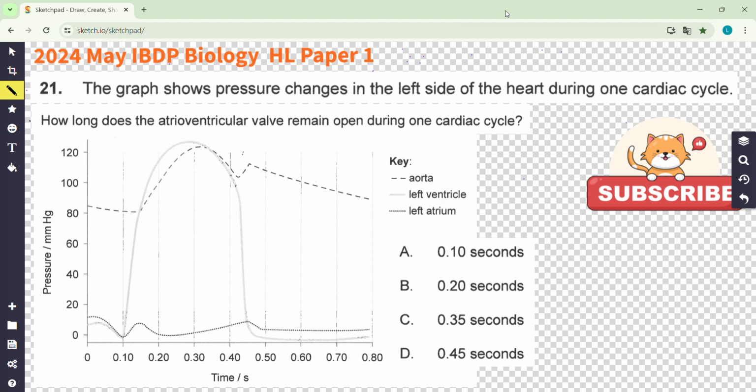Question 21 is about the cardiac cycle. It's about the left side. So look at the question: how long does the valve open?